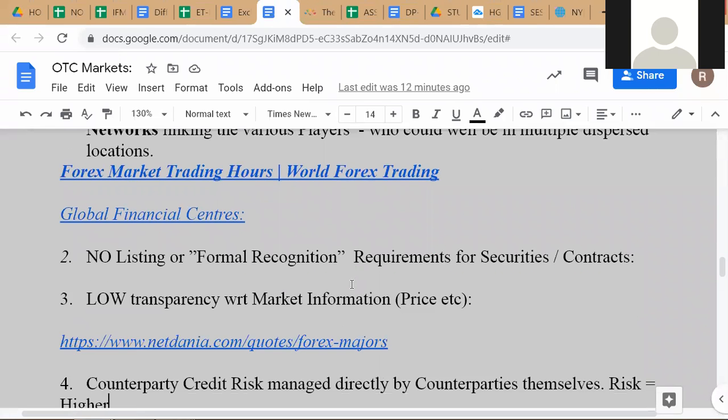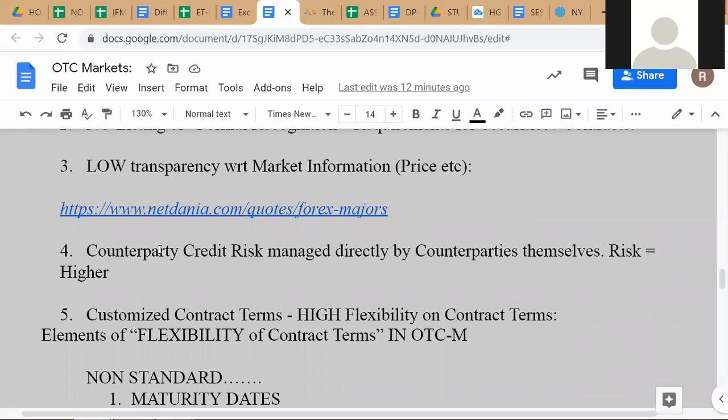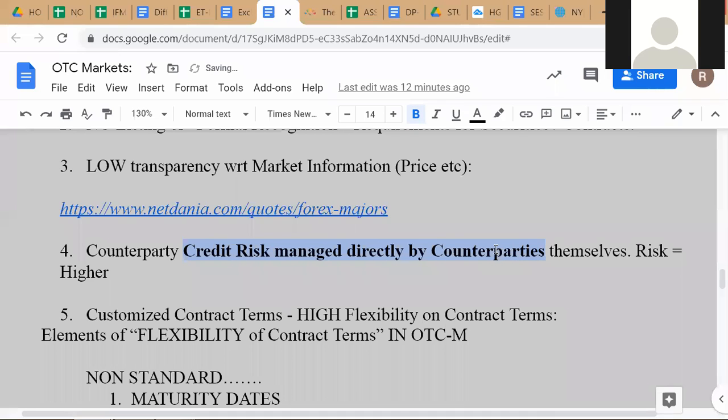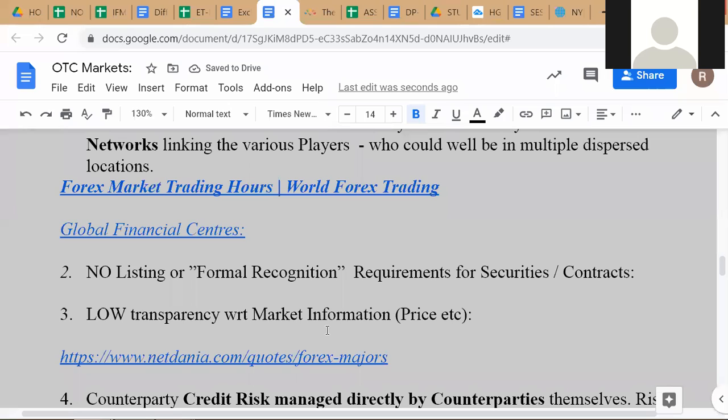And then you also understood the point about counterparty credit risk. Okay. I am just highlighting this part. Okay. This we have already shown you there. Okay. Now let's look at some of the other points.